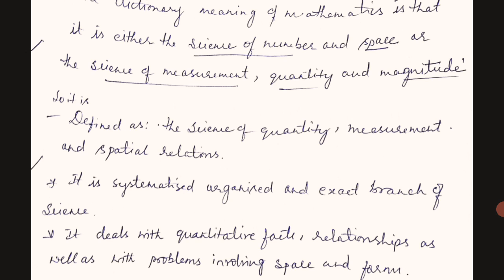2 plus 3 is equal to 5, or 10 plus 8 equals 18. It is always exactly the same answer wherever in the world. It deals with quantitative facts and relationships as well as with problems involving space and form.